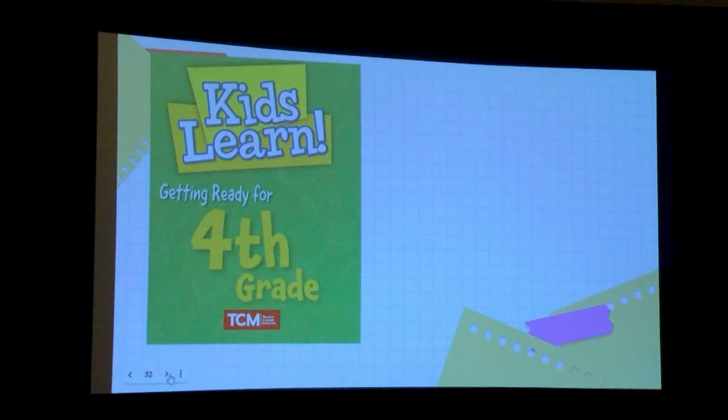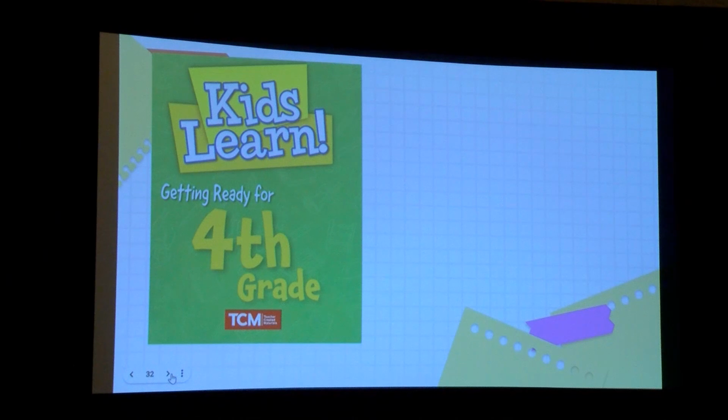These books are designed to make learning engaging and effective. They cover a range of subjects and skills that are crucial for your child's academic success. Each of the books I will mention have been provided for you to take in your take-home bags. The first resource is on the screen here, Kids Learn, Getting Ready for Fourth Grade. This is an excellent resource for helping your child transition smoothly into the fourth grade. It covers essential skills in reading, mathematics, writing, and more. Each activity is designed to reinforce what your child has learned in the third grade and will be a great resource during their fourth grade year.